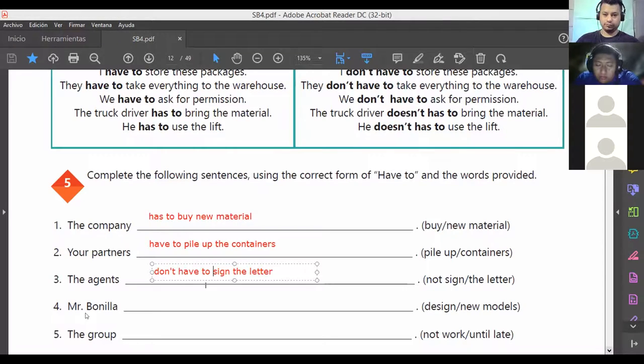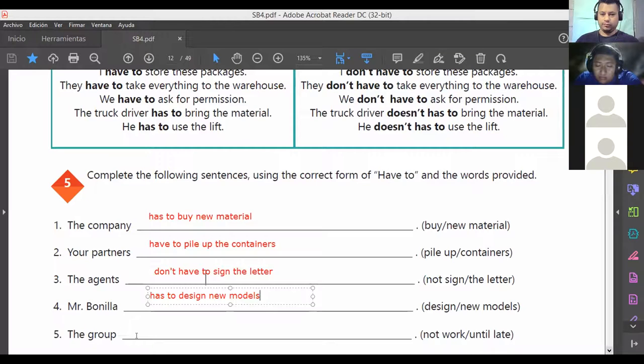Number 4, Blanca. Yes, teacher. Number 4. Mr. Bonilla does have to design new models. Okay, can you repeat it, please? Mr. Bonilla does have to. No, Mr. Bonilla has to design new models. Okay. Very good. Yes. Thank you very much, Blanca.